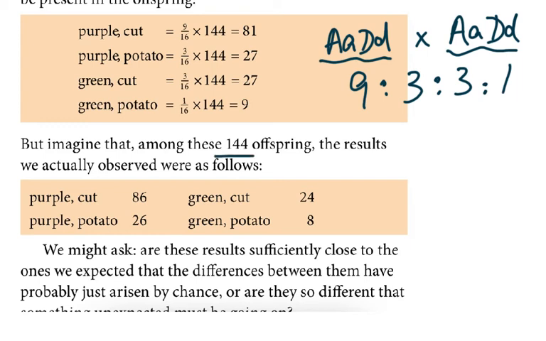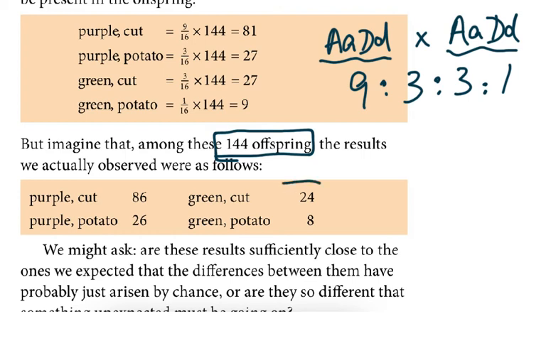So we actually got 144 offspring. We first crossed, put the pollen on the stigma, waited for fertilization and fruit formation, and collected 144 seeds, and then we planted them.